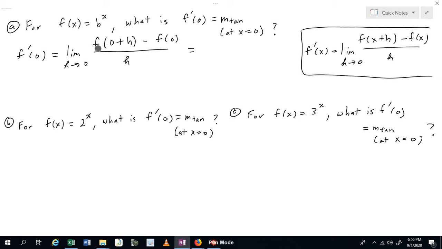What's f evaluated at h? Well, isn't that just b raised to the h power? And then f evaluated at 0 would just be b raised to the 0 power, which of course is equal to 1. Any base raised to the 0 power would equal 1. Then this is all divided by h, and we're going to find the limit of it as h goes to 0. To simplify, b to the 0 power is 1, so let's write that as 1.